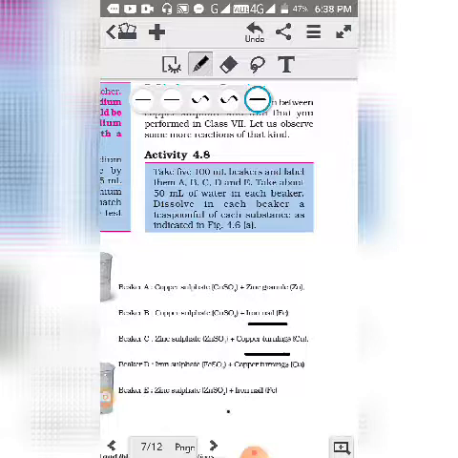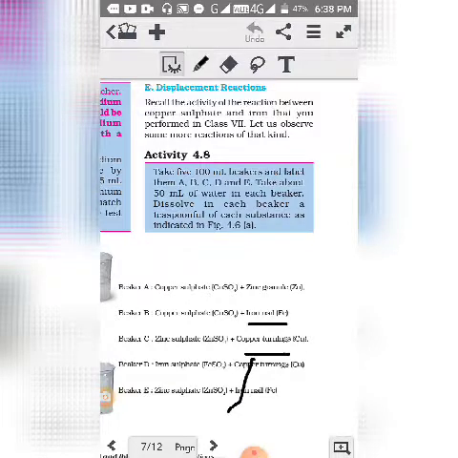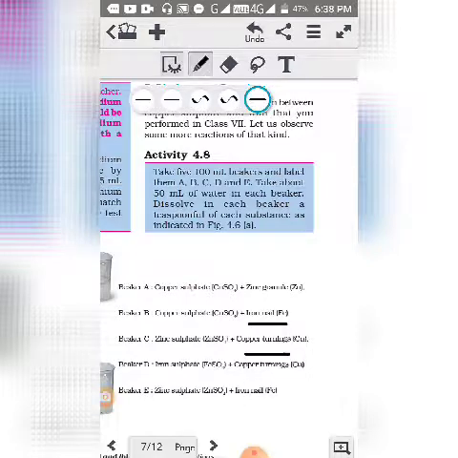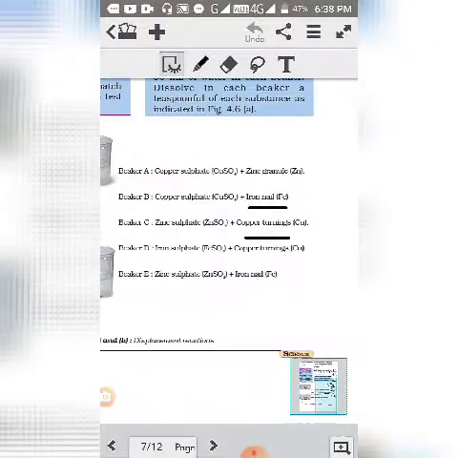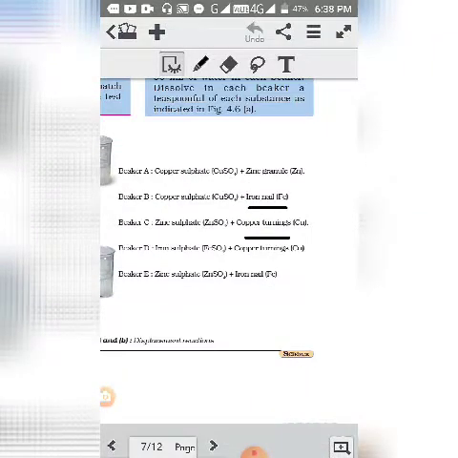So in this reaction, if we see, there are different metals shown. Copper sulfate solution and you are putting zinc in it. Copper sulfate solution, you are putting iron. Zinc sulfate and you are putting copper. Iron sulfate and you are putting copper. So which metal is more reactive? Before you do it, let's see the reactivity series.